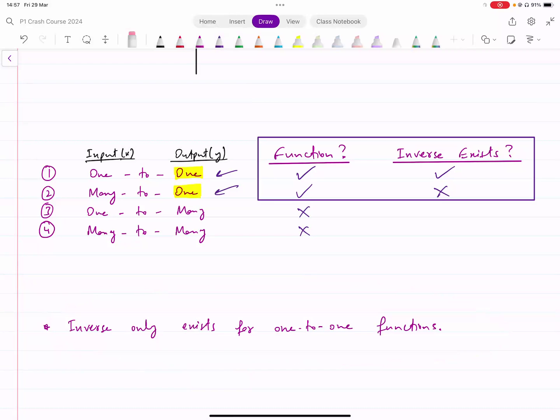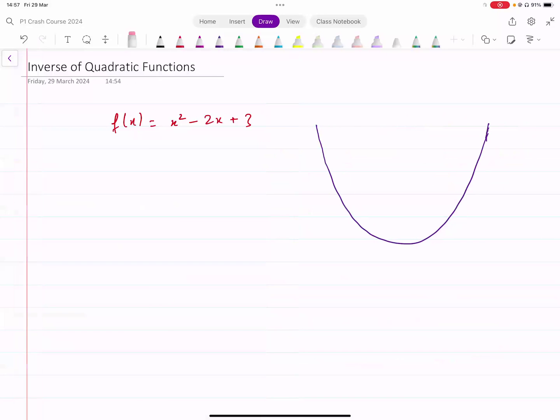Now we're talking about finding the inverse of quadratic functions. This is what the graph of a quadratic function looks like. It's a curve, it has a turning point, and it fails the horizontal line test. If you were to draw this horizontal line, it cuts the graph at 2 points. That means at this point and at this point, you have the same y value for different values of x. So it's not a one-to-one function. So how can we find the inverse of a quadratic function then? That's the question.